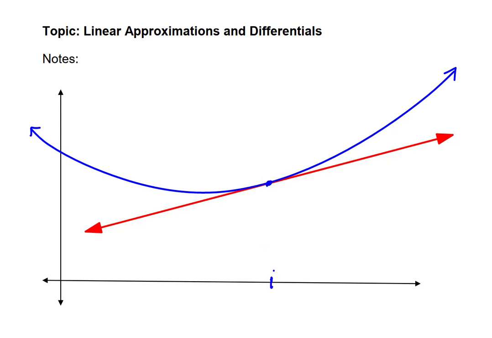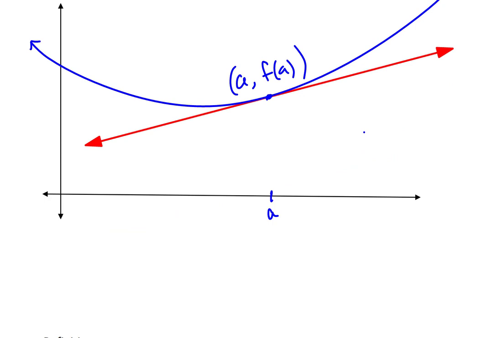if it's a tangent, we're going to call the x value of that point a, and then of course the y value we'll just call f of a. So in other words, the coordinates of this point where the line is tangent to the curve is a, comma, f of a.